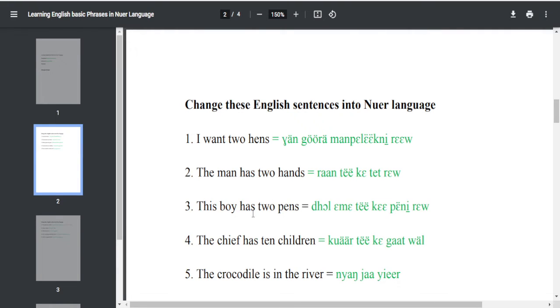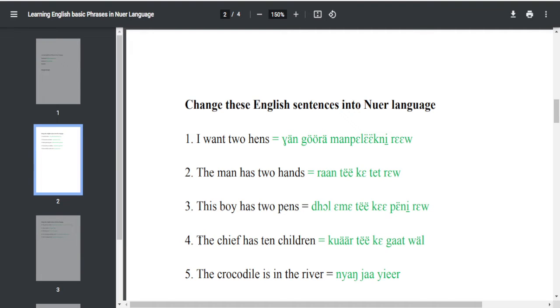This boy has 2 pens. We have has here, so it means that there has to be te, like I already told you. Dhɔl eme te kɛpɛnero. Dhɔl, it is a singular word. It refers to boy. But when we say boys with s, it means dhɔl, like many. But here we say dhɔl, not dhɔl. Dhɔl eme te kɛpɛnero. This boy has 2 pens.